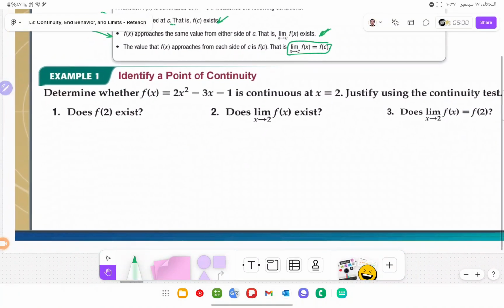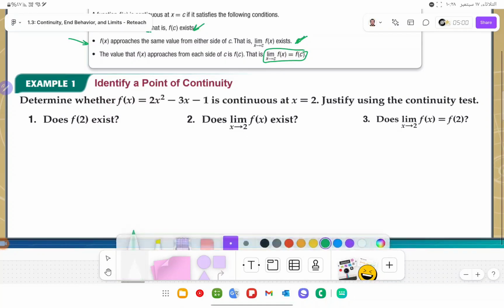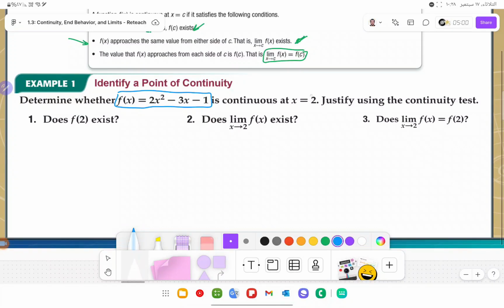Let's apply it to the first example: identify a point of continuity. Let's read the question. Determine whether f(x) = 2x² − 3x − 1 is continuous at x = 2. The question gives you the point, so you have to test it at that point. Justify using the continuity test. The continuity test has three things.